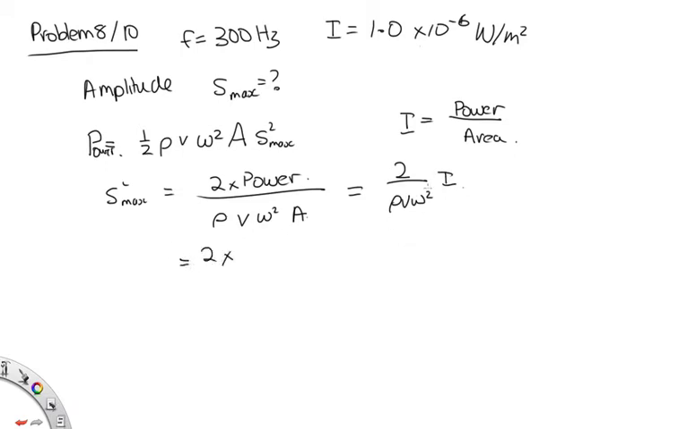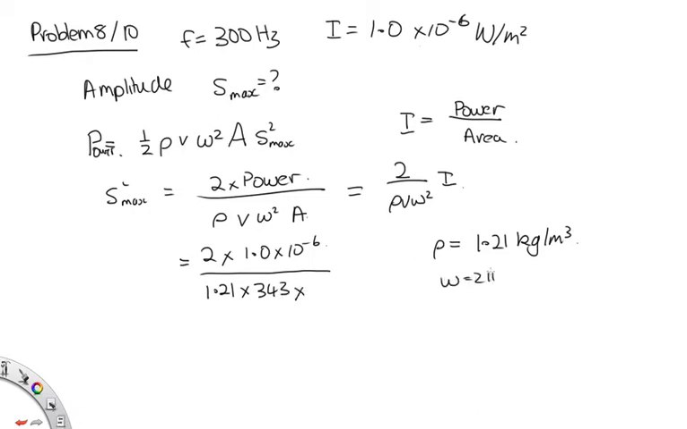We've got 2. We're told the intensity here is 1.0 times 10 to the minus 6. Now the density of air is 1.21 kilograms per meter cubed. So we can put that in here. That's at around 20 degrees C. The velocity of sound in air is 343 meters per second. Omega squared, omega is equal to 2 pi f, so that's 2 pi times 300 all squared, and that's everything substituted in. So we can solve that on the calculator and we get 1.36 times 10 to the minus 15.